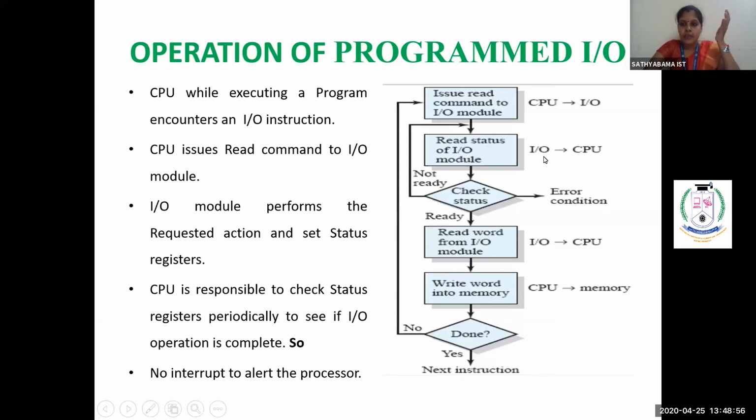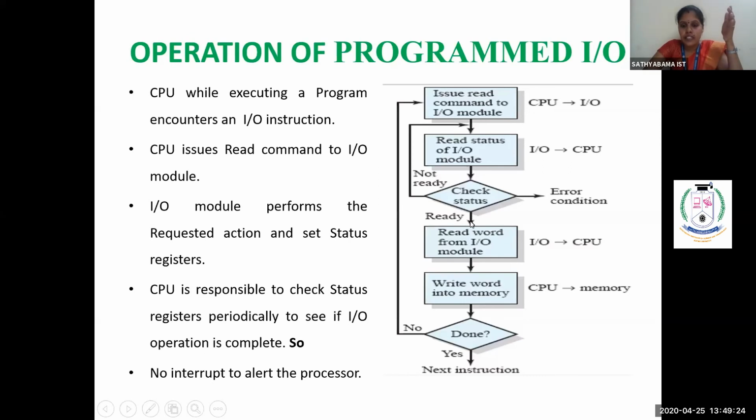Okay, IO means checking whether the peripheral is ready or not. The CPU is checking the status. After checking, if error conditions occur, it will stop the program. Suppose the peripheral is doing some other work and is not free, then it will go to read status again, and then again come to check status.